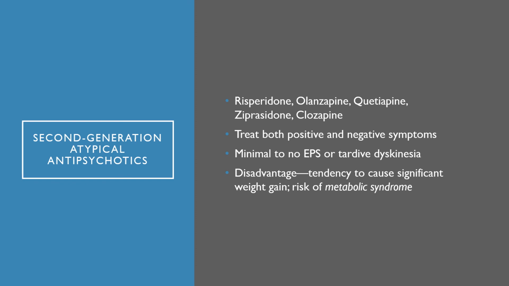Some of the disadvantages that you will see are they have a tendency still to cause some significant weight gain, and there is a risk for that metabolic syndrome. Metabolic syndrome is that weight gain, especially in the abdominal area. You can see some dyslipidemia, increased blood glucose, and insulin resistance. So make sure you're just talking to your patients about the medication options and those side effects.